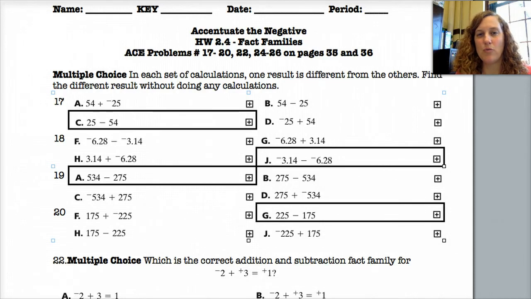Hello, welcome to the homework review for homework 2.4, Fact Families, ACE problems 17 through 20, 22, 24 through 26 on pages 35 and 36. We briefly reviewed fact families in class today.